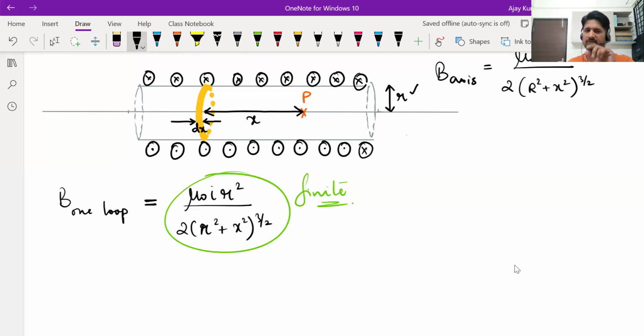You can't ignore that width, because if you do that, you can't bring the dx into the equation. Still, if you consider that width also, how will you bring dx into the equation? Any idea?